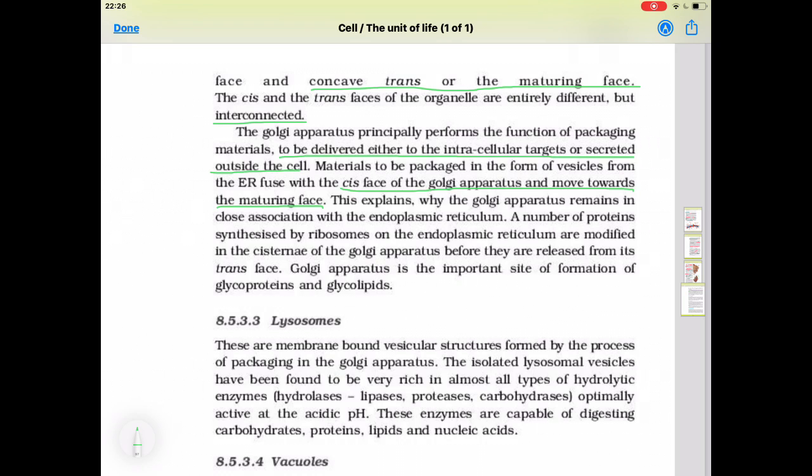The proteins synthesized by ribosomes on the endoplasmic reticulum are modified in the cisternae of the Golgi apparatus before they are released from the trans face. In the cisternae, some modification of the packed material also occurs, and then it is released from the trans face or the concave face of the Golgi bodies. The Golgi apparatus is also an important site of formation of glycoproteins and glycolipids.